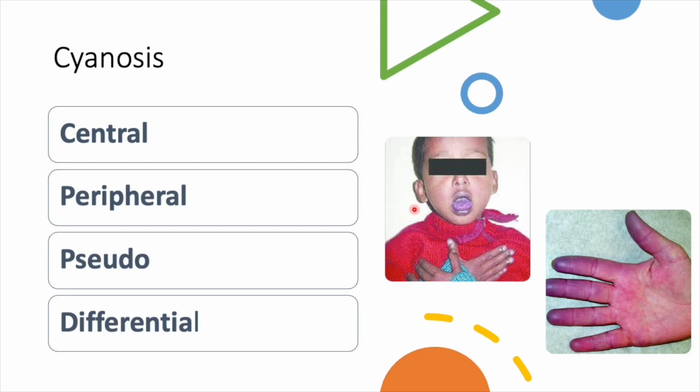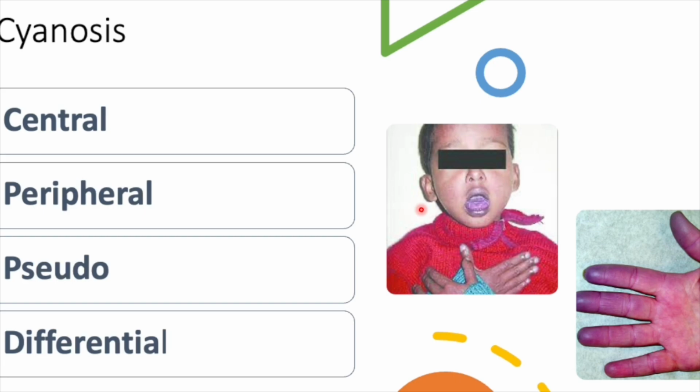Pseudocyanosis is due to abnormal pigmentation. This can occur with certain drugs like mepacrine, amiodarone, silver, and gold. Differential cyanosis is cyanosis occurring in the lower limbs with the upper extremity spared. It is called differential cyanosis. Sometimes we can get a reverse differential cyanosis, that is, upper limbs are cyanosed and lower limbs are not cyanosed. A very rare condition.